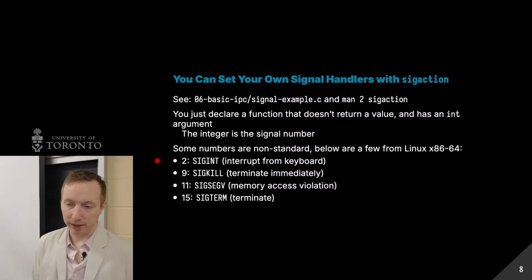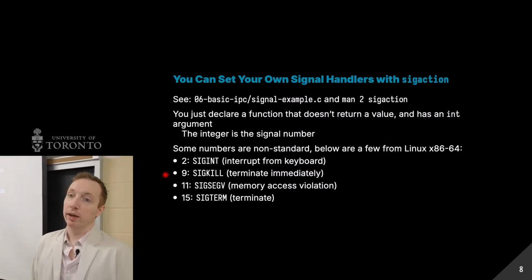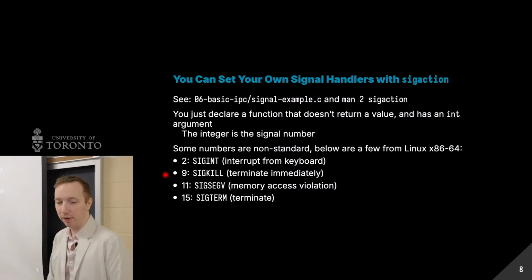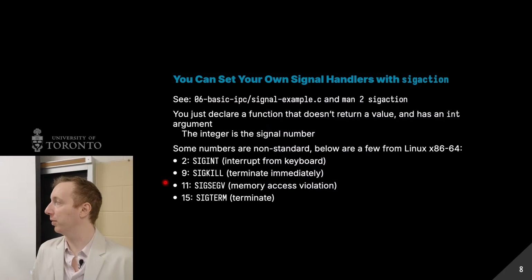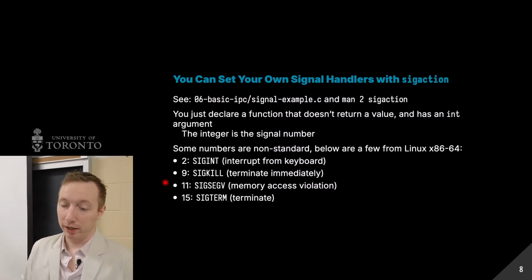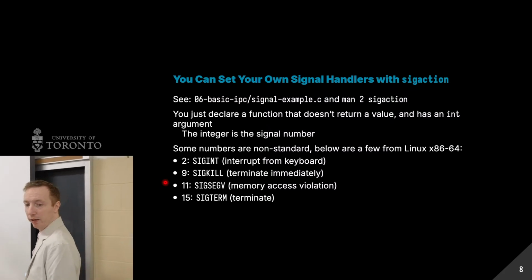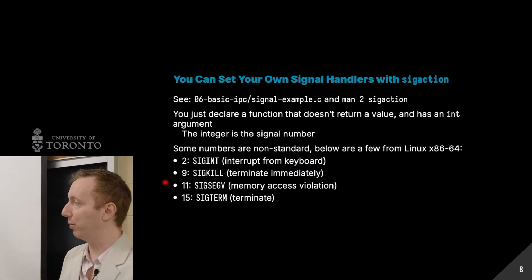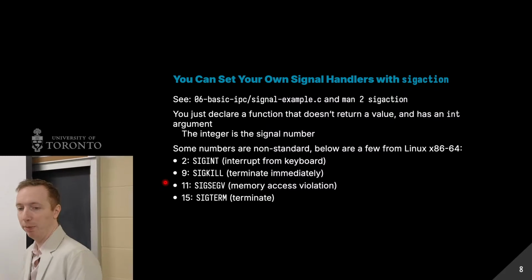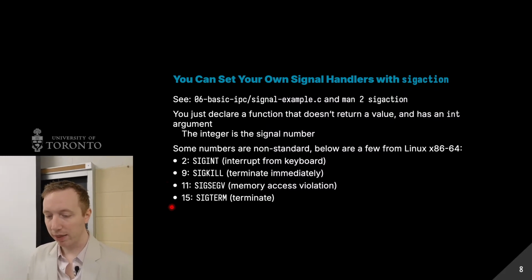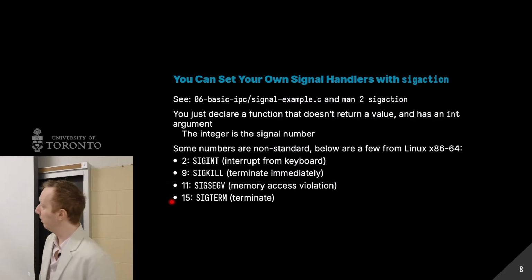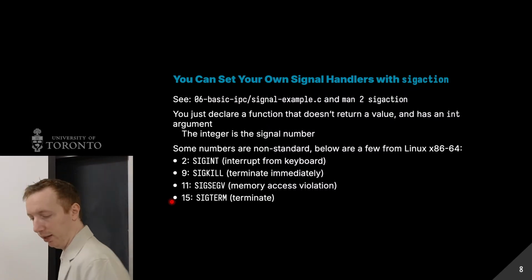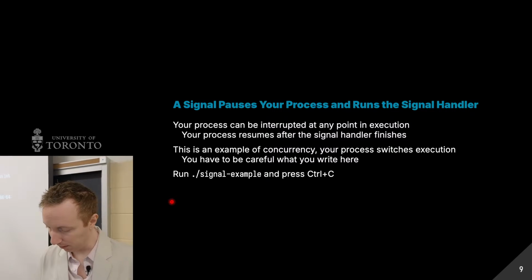So 2 is SIGINT, interrupt from keyboard. 9 is SIGKILL, which is terminate immediately. And then 11 is something we've probably all seen before, SEGV, or memory access violation, or seg fault, or I screwed up memory, or I dereferenced a null pointer, or whatever. And then there is signal 15, which is SIGTERM, which is supposed to be like terminate nicely. So what the hell is the difference?